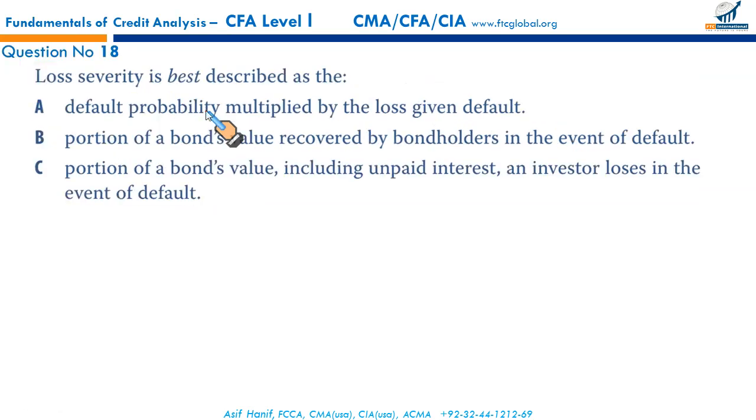Next, question number 18. Loss severity is best described as which of these following? The default probability multiplied by the loss given default? No. This is called expected loss. Expected loss is equal to default probability times loss given default. B. Portion of bond's value recovered by bondholders in the event of default is called the recovery rate. This is not the right option then. Then it must be C.